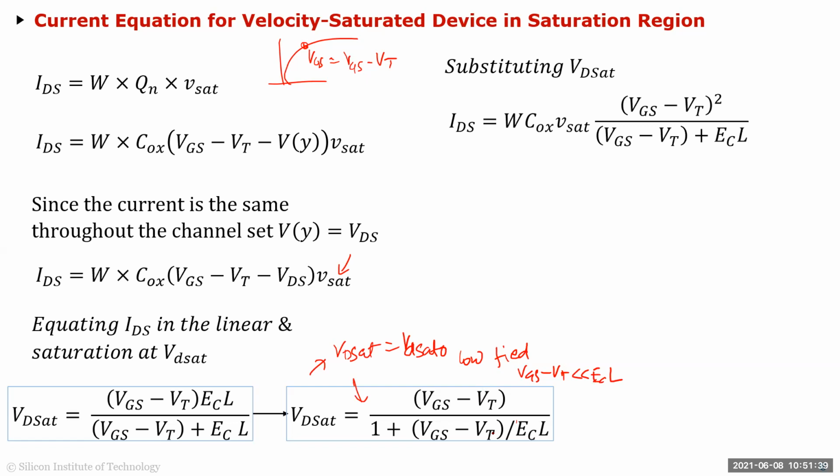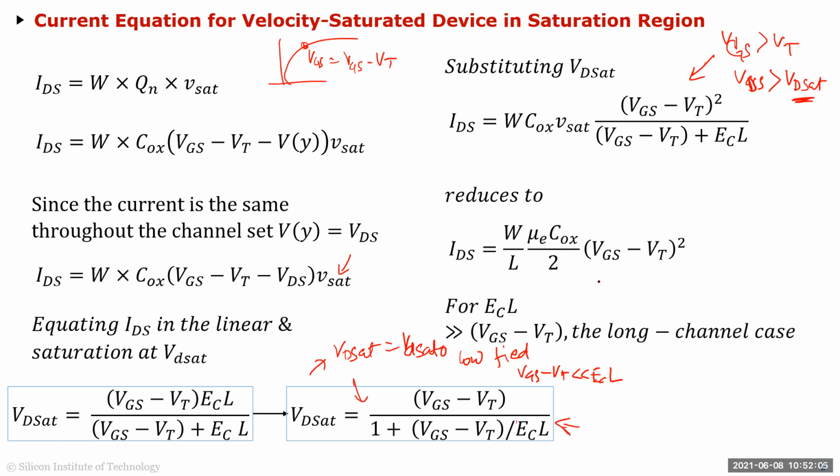Okay. So substituting this, this is your entire saturation current equation, which is basically the same thing. VGS should be greater than VT, and VDS should be greater than VD sat. But this VD sat is now this term here, not VGS minus VT, the correct term. And for low fields, again, you can do the same approximation.